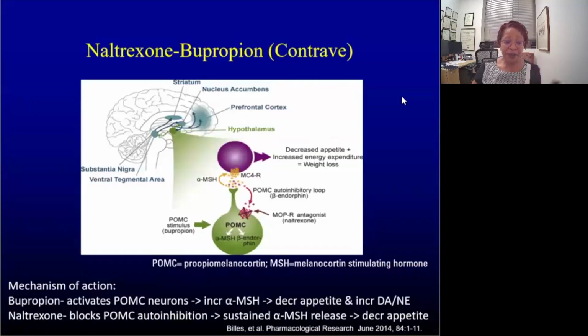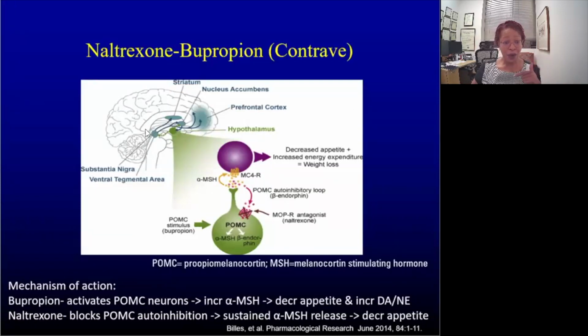And here's another medication that's used called naltrexone, bupropion. The trade name is Contrave. It's a combo of 2 meds that have been around for a long time. One is bupropion, which is FDA approved under the name Wellbutrin for depression. And also it's FDA approved under the name Zyban to help people quit smoking. So it's been around for a while. But what we know in terms of its effect on weight is it actually activates, looking at these nerves, that POMC nerve, that when it was activated, stimulated, it led to decreased appetite.